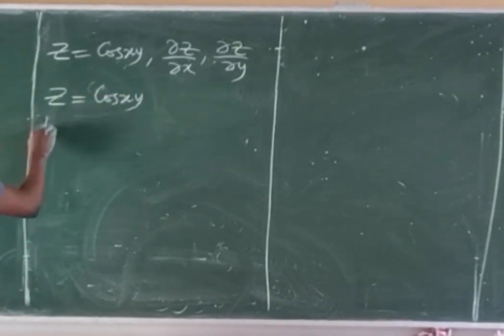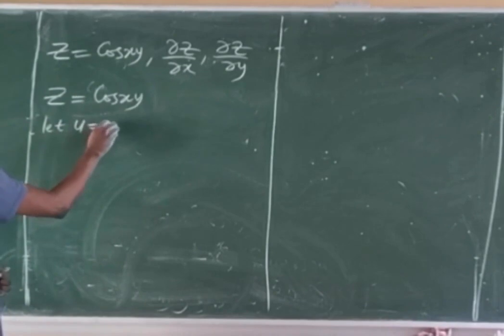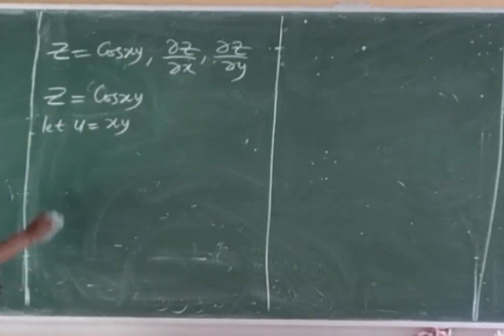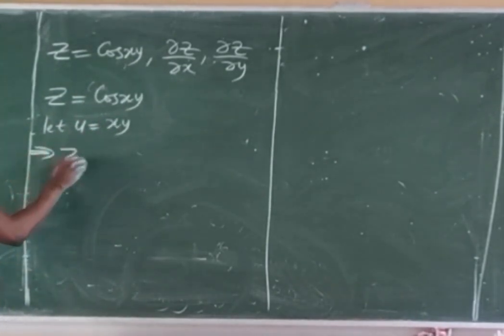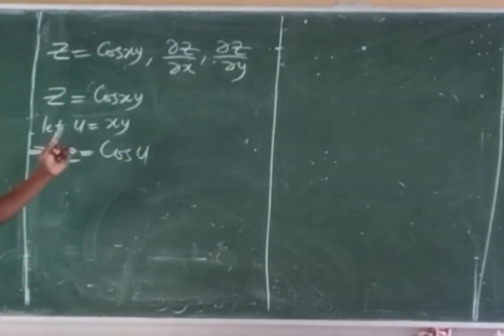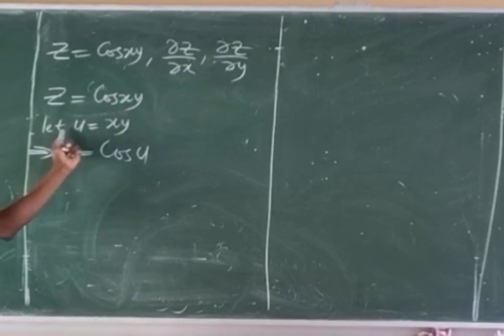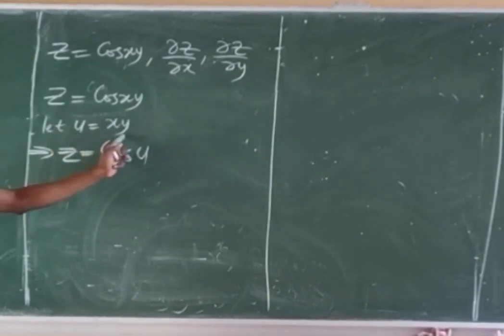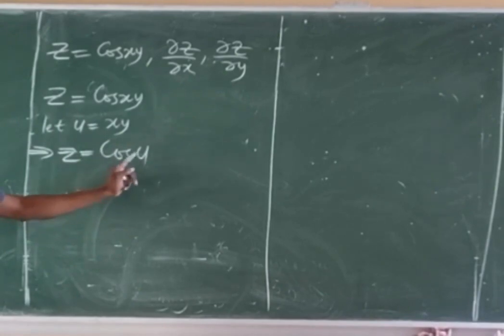So let's say let u be equal to xy. It now simply implies that z is equal to cos u, because in place of xy, I simply put in the value u. So this means now that z is a function of u, meanwhile u is a function of x and y. So z now depends on the value of u to be defined. Whatever value I give you, that is what z depends on.